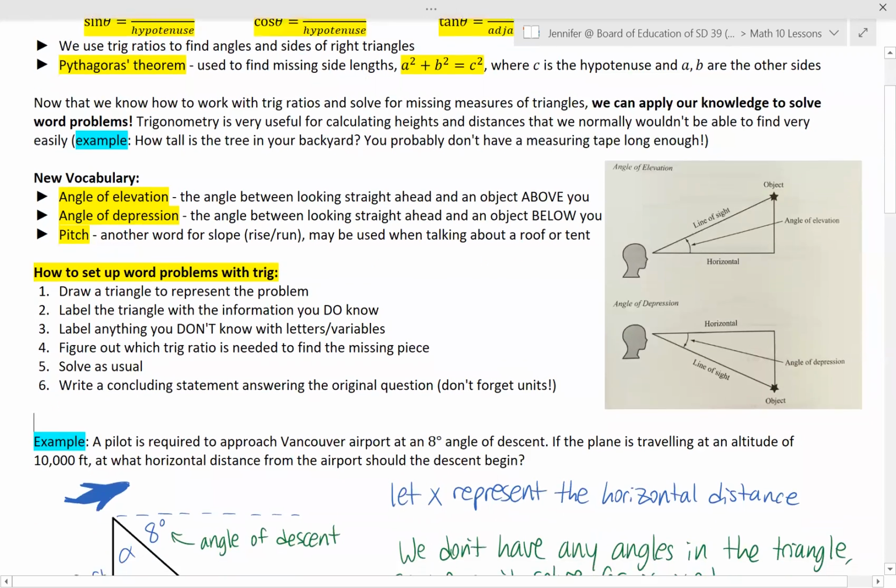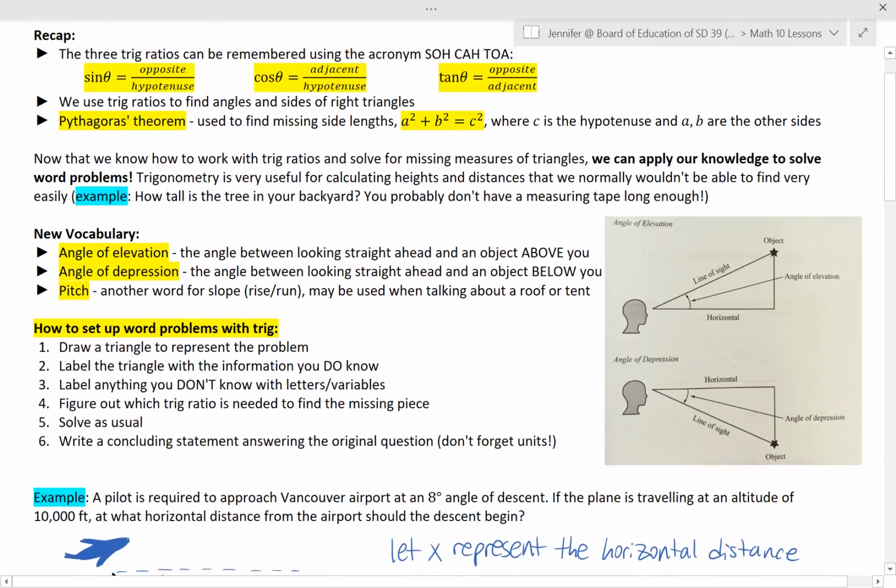So let's try this first example. A pilot is required to approach Vancouver Airport at an 8-degree angle of descent. If the plane is traveling at an altitude of 10,000 feet, at what horizontal distance from the airport should the descent begin? So this might sound like a lot of vocabulary and a lot of words, but just think about it.